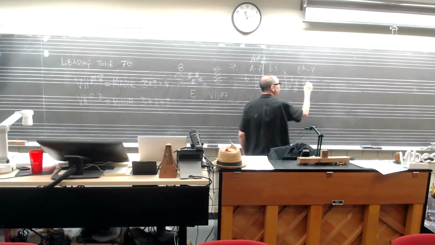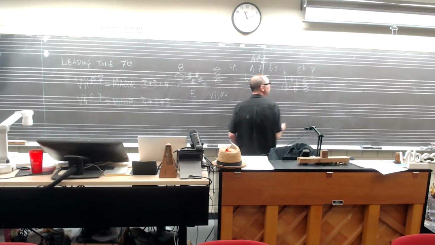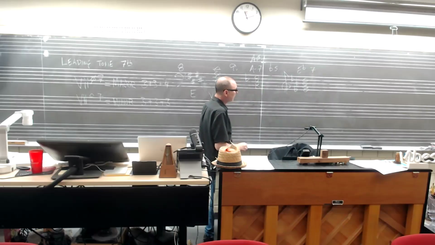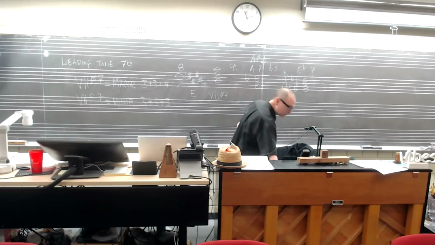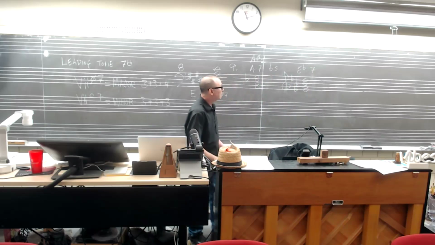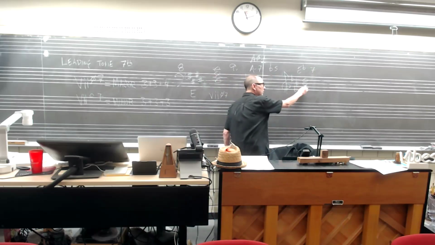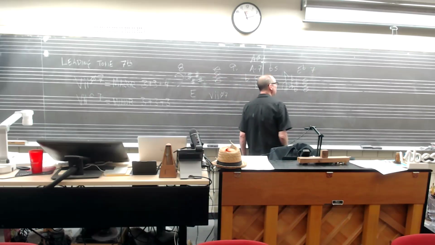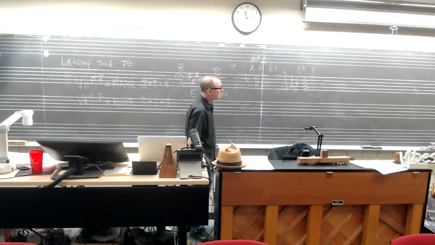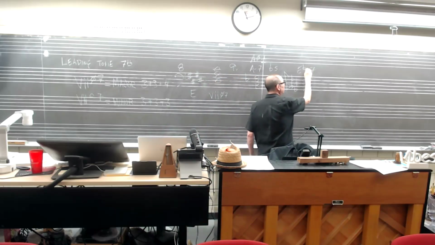This is a dominant 7. Oops, not minor. This is dominant 7, right? What do I need to do to make it minor 7? I need to lower the 3rd 1/2 step. Okay, now it's E flat minor 7.